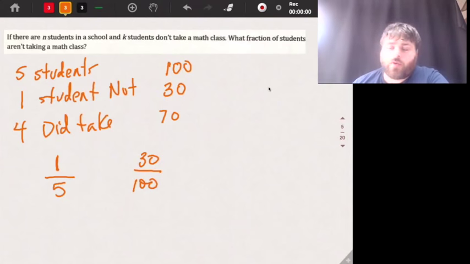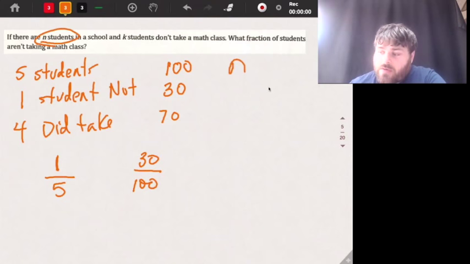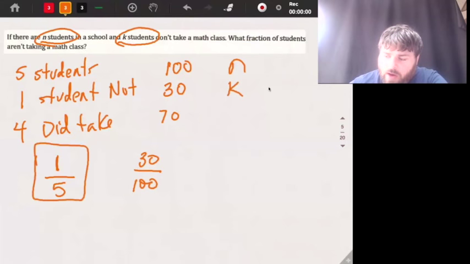So now let's go to where we don't know the number of students. So let's say we don't know the number of students that are in the school. Let's use a variable. Well, since they use n in this example, we're going to use n in this example. Now, how many students do not take a math class? Well, there's k students. So we're going to say, okay, there's k students not taking a math class. Now go back to these answers. How'd you get a 1 and a 5? 1 divided by 5. Well, you did this divided by this, right?